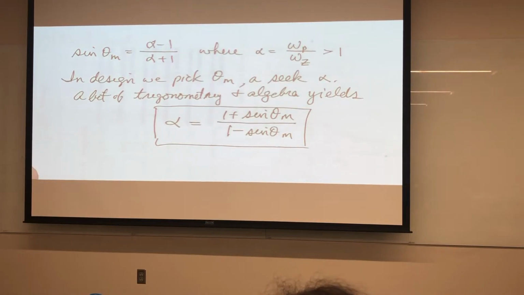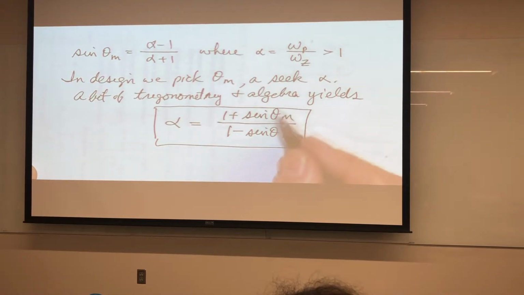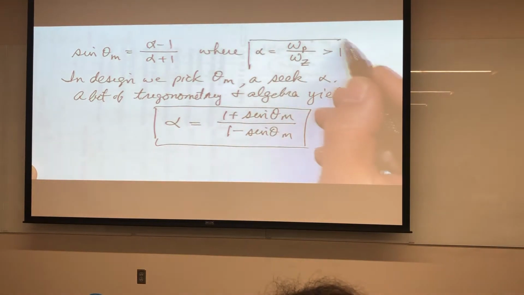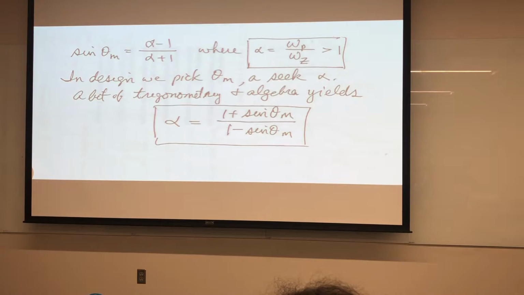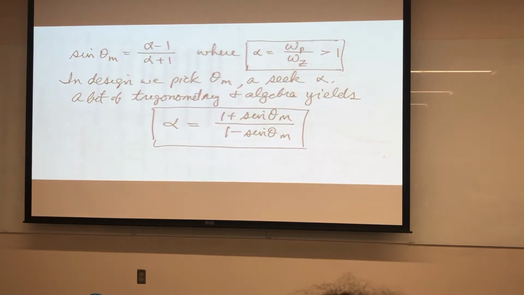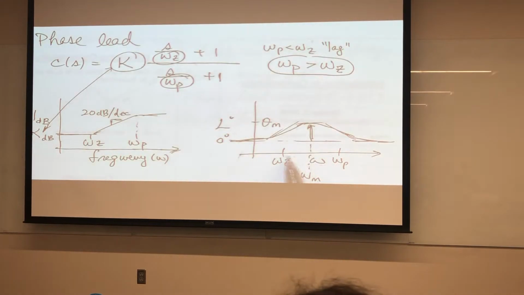So in design, we pick this number. Since we pick this number, we can plug it into our calculator and figure out the necessary separation between the pole and zero as a ratio. The other thing that we need to understand is, where does this peak occur?